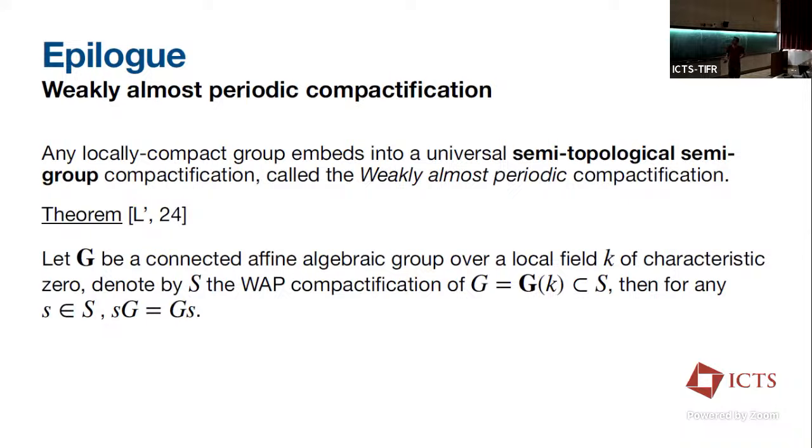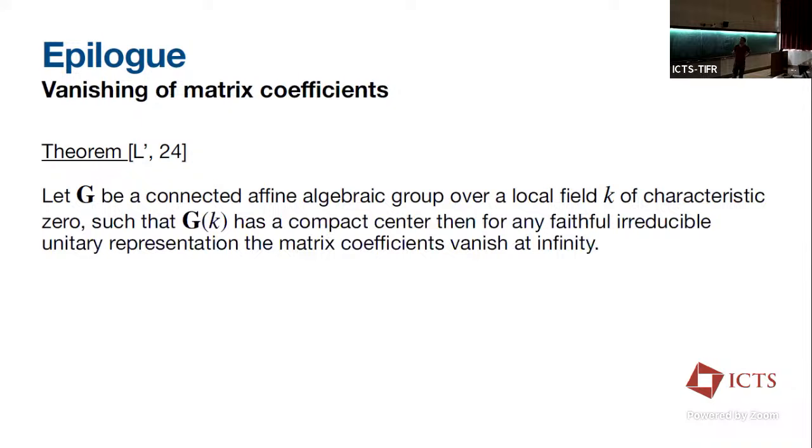So here's a theorem, it says 24. It's because I had a proof and I noticed a little bit of a bug, which I'm fixing now, so let's say 24. Let G be a connected finite algebraic group over a local field. Again, this is our setting. Then we have this universal compactification, the WAP compactification. Then for any S in it, or any S at all, right? This is of course true for S in G. The set S times G equals G times S. This is very useful when going to representation theory. This will give us the following.